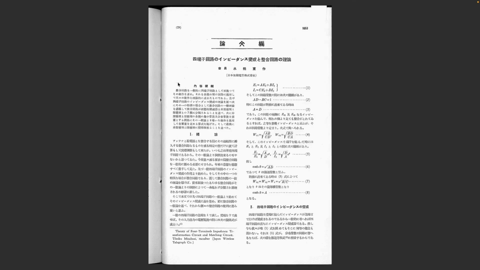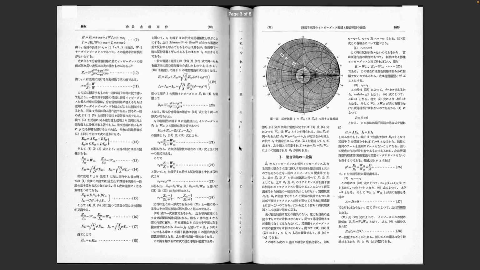In 1937, Tosaku Mizuhashi from Japan published an article on the theory of four-terminal impedance transformation circuit and matching circuit in the Journal of the Institute of Electrical Communication Engineers of Japan. In this journal he also published an impedance chart similar to the Smith chart. Here also you can see the reflections marked on the outer circle.